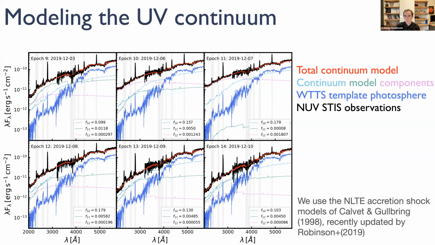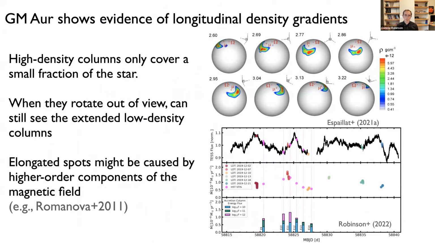Then a non-accreting weak-line T-Tauri star is shown in blue. The numbers here are basically the fraction of the star that's covered by these accretion shocks that we derive from this modeling. By doing this modeling, we can break up the amount of star covered by these shocks, and we can look at how they change as they rotate.